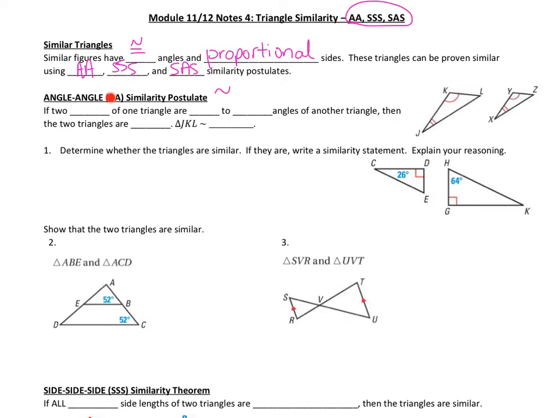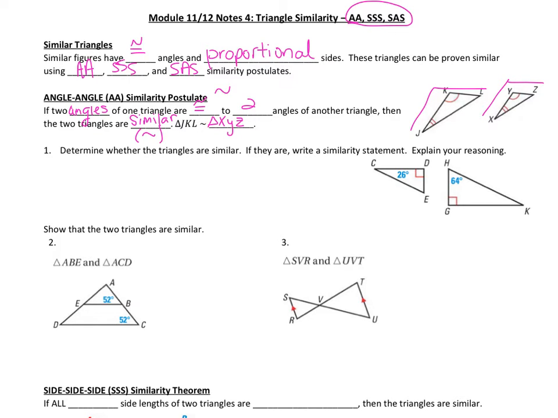And AA for the similarity postulate is if we have two angles of one triangle that are congruent to two angles of another triangle, then the two triangles are similar. The way that we can write that for a similarity statement is triangle JKL is similar to triangle XYZ. And just like we dealt with our congruent triangles, we have to make sure that the corresponding angles and sides are lined up together when we write our similarity statement.